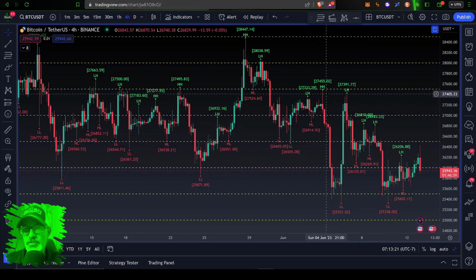And on the top side, you see the big wicks up into 27.5. That is where the sellers are stepping up and selling.